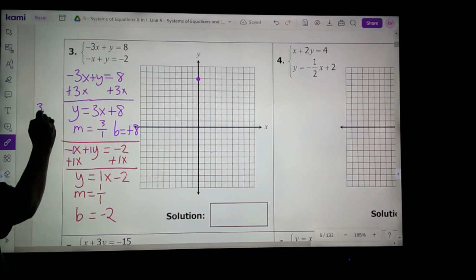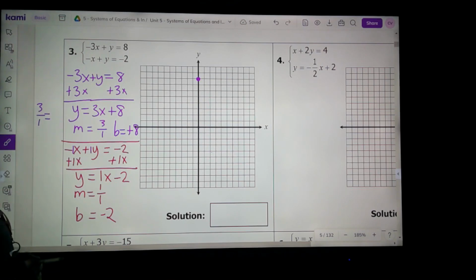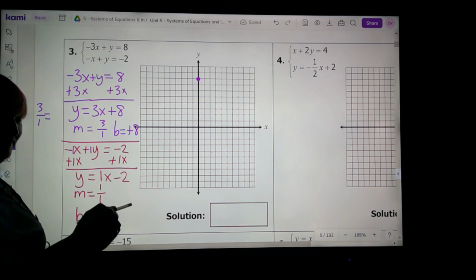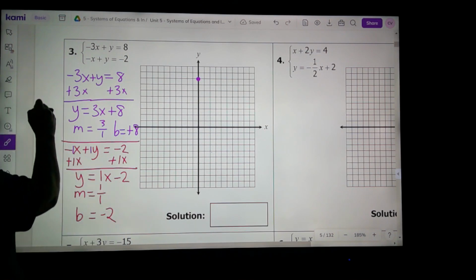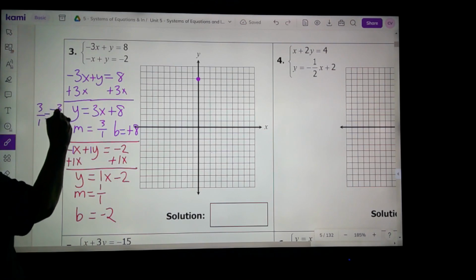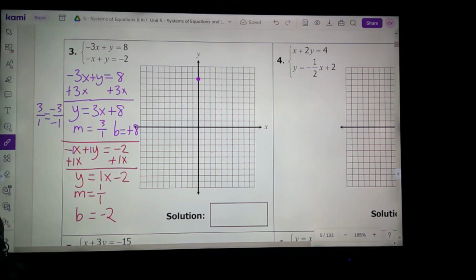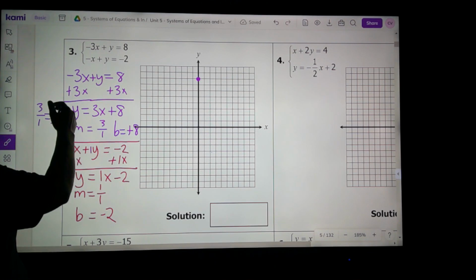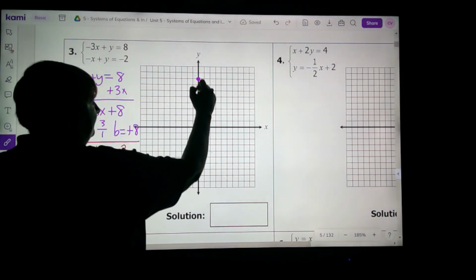To make an equivalent fraction, change both signs. Change the numerator and change the denominator. Right now they're both positive. So to make an equivalent fraction, I make them both negative. Down 3, left 1. Down 3, left 1.